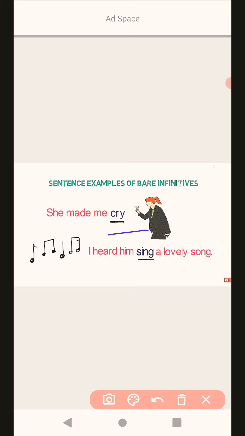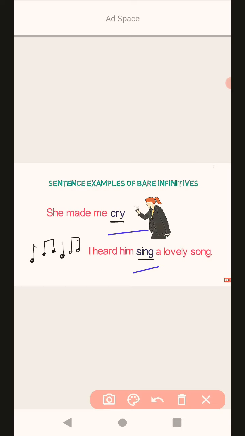Again, I heard him sing. Again, sing is also a bare infinitive. It is called a bare infinitive because it is without to. So both the examples are sentences of bare infinitives because they are without to and it does not change according to the tense.